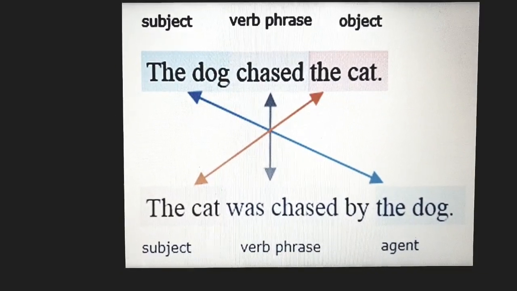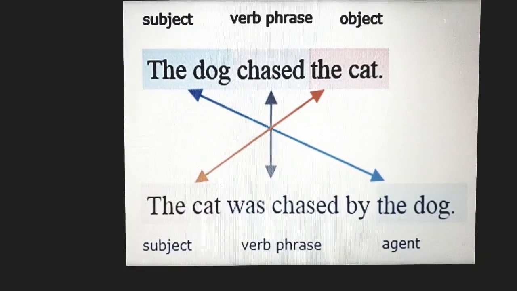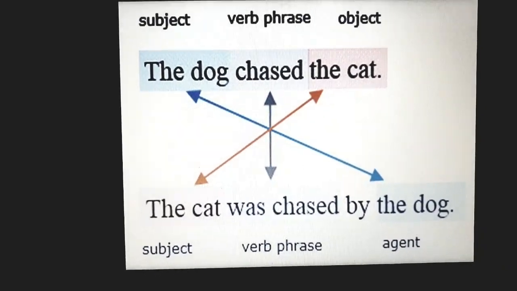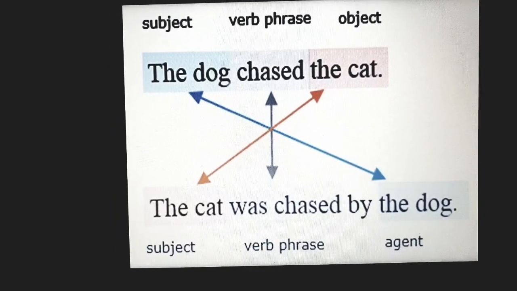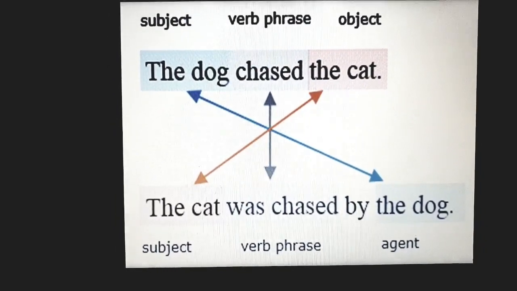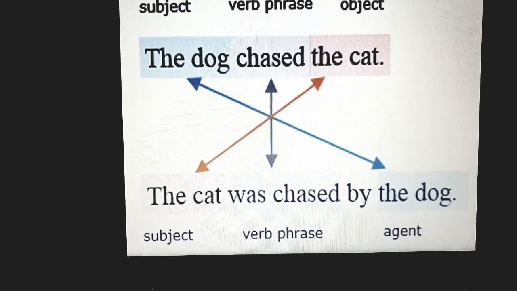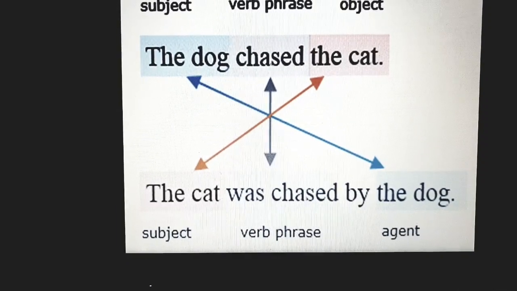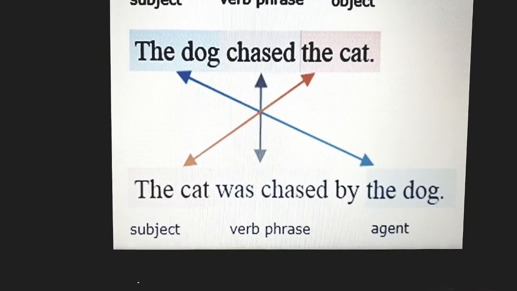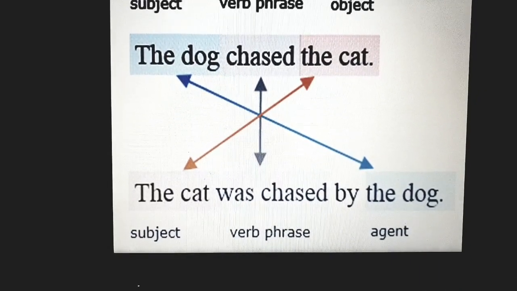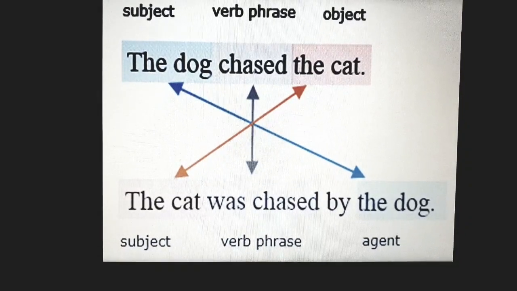We start our passive sentence with the object. What is the object in this active sentence? It is the cat. The cat, is it plural or singular? It is singular, cat. So was chased. Chased, the second and third form of the verb, with was. So by whom? By the dog.